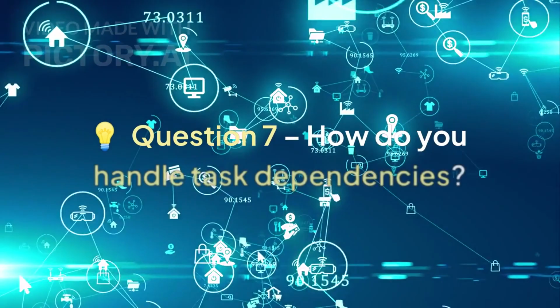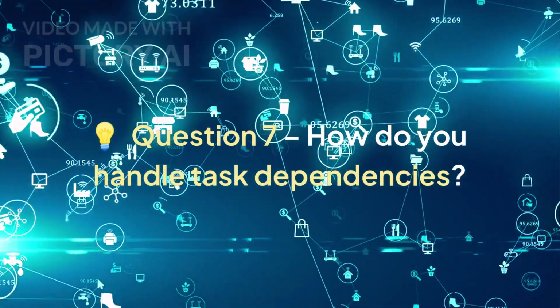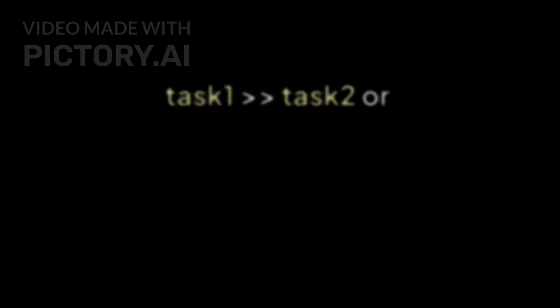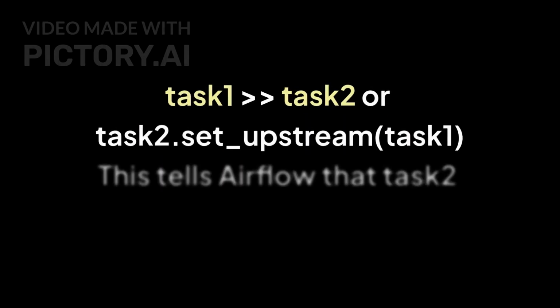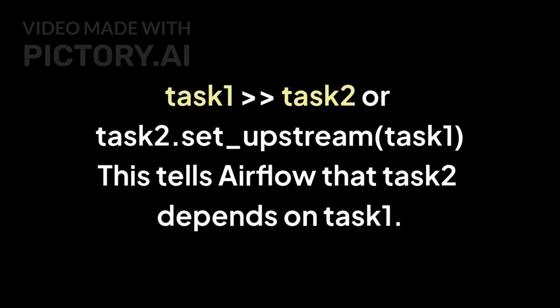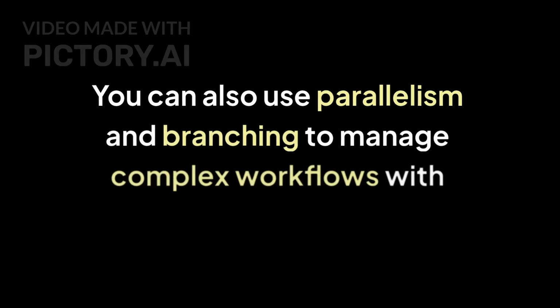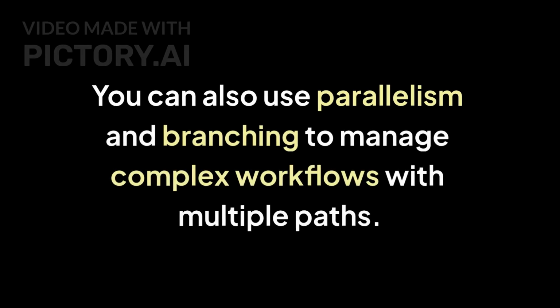Question 7: How do you handle task dependencies? In Airflow, you define task dependencies directly in Python using task1 >> task2 or task2.set_upstream(task1). This tells Airflow that task2 depends on task1. You can also use parallelism and branching to manage complex workflows with multiple paths.